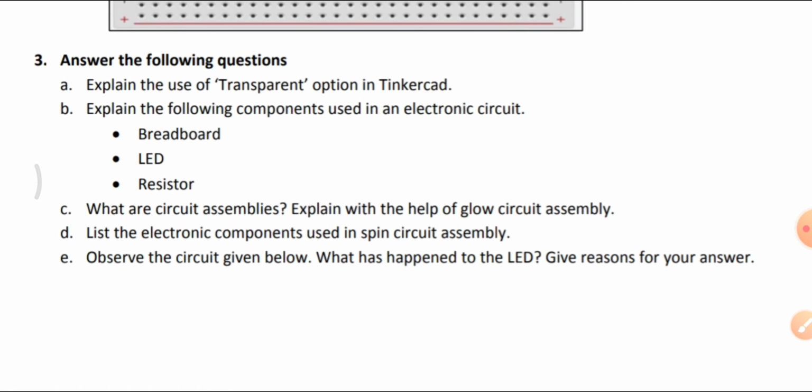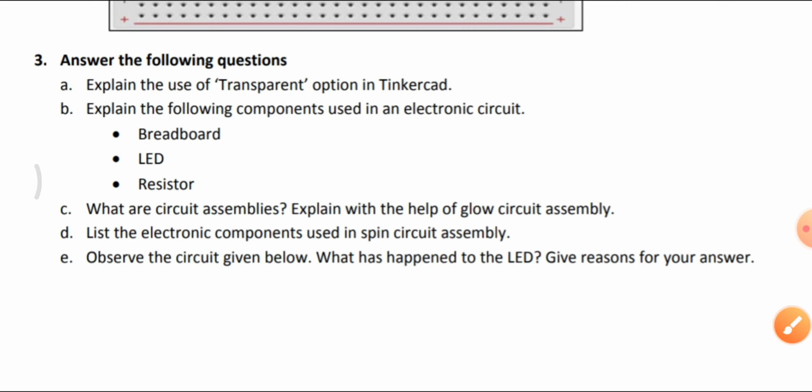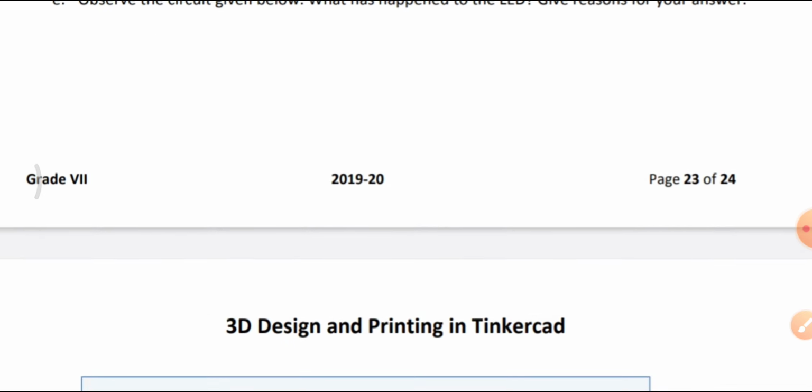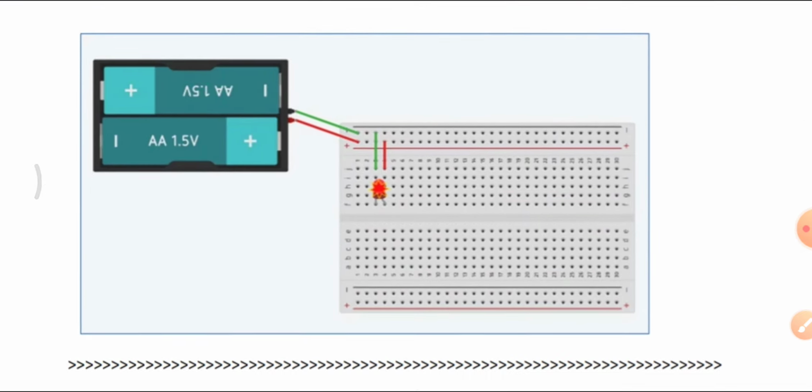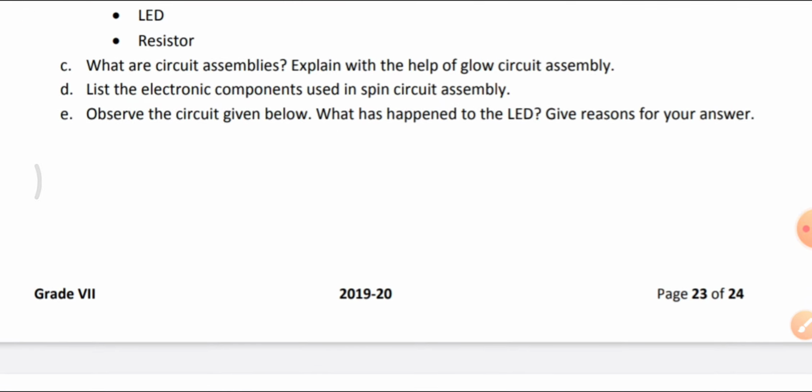So it is so simple to remember the LED concept. Now the next thing is resistor, and resistor is nothing but, you can call it, the component of circuit assembly or the electronic element which controls the flow of current. Now I will just show you here the last question. I will explain resistor in the last question, so it becomes very easy to understand.